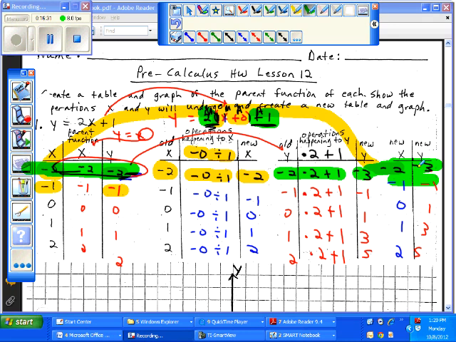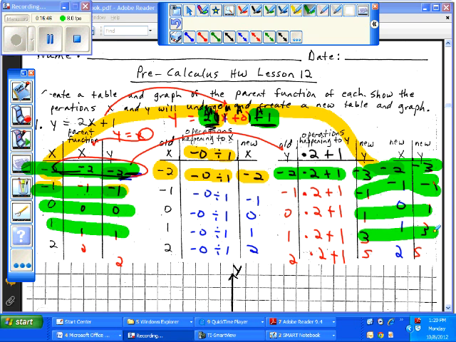Okay? And this point is going to end up here. And this point is going to end up here. And this point is going to end up here. And this point is going to end up here. Now we're going to verify that. You see what we did? We figured out where all 5 of those parent function points were going to end up. And we're going to graph our new line by moving all 5 points to their new location.